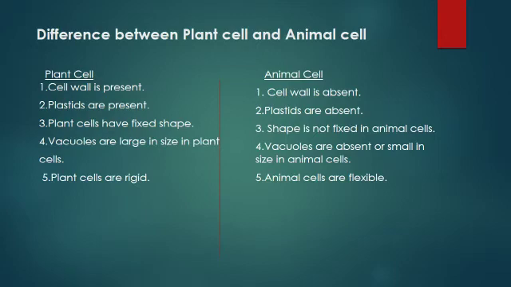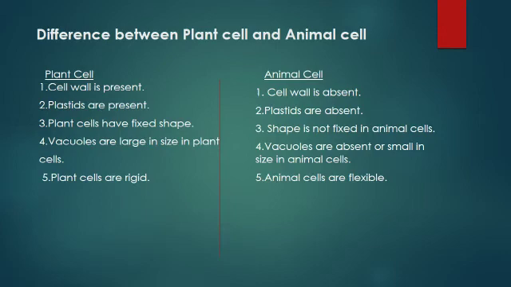Now you know why plastids are present in plant cell. This is to give them different types of colors, and they have to make their own food by using chloroplast. And plant cells, they have fixed shape. Why? Because cell wall is present.